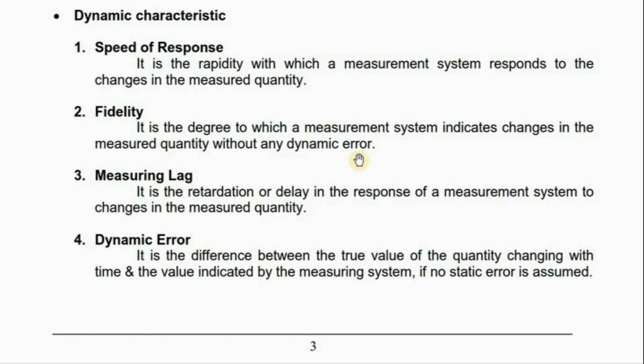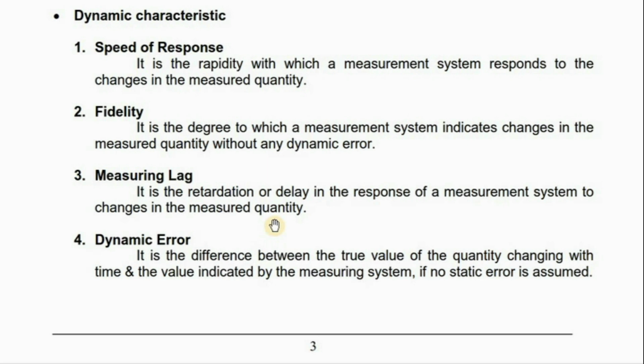Okay, so the third dynamic characteristic is measuring lag. What is it? It is the retardation or delay in the response of a measurement system to changes in the measured quantity. Here again, let us take an example. Suppose there is a drastic change in temperature, and you are using a measuring system to measure it. The temperature has started to rise.